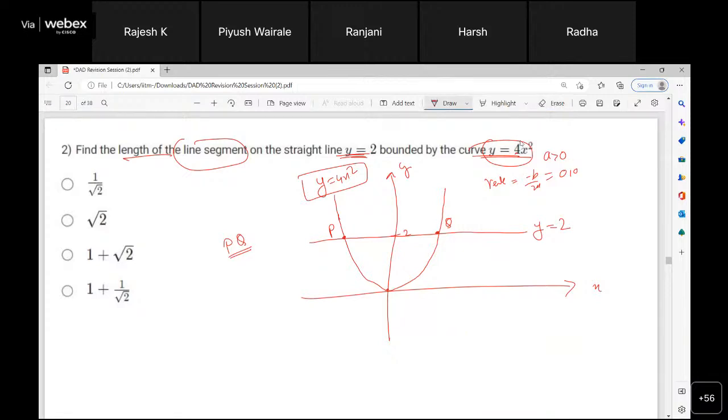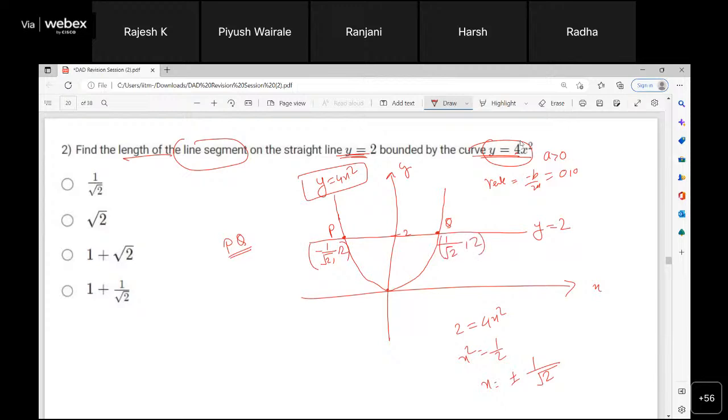Y equals 2, or you can equate it to nothing, same thing. So basically 2 equals 4x squared, right? So x squared equals 1 by 2. So x equals plus minus 1 by root 2, right? So here it will be minus 1 by root 2. What will the y coordinate be here? Yes, it'll be 2. 2 only, right? And here 1 by root 2, that is 2 only.